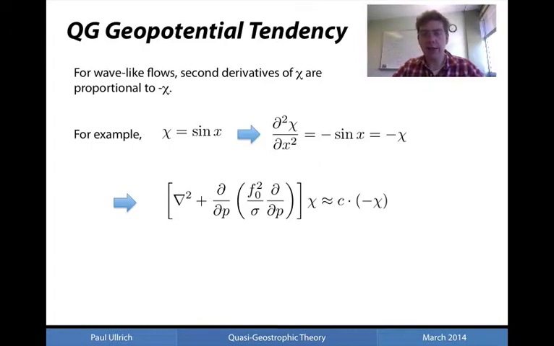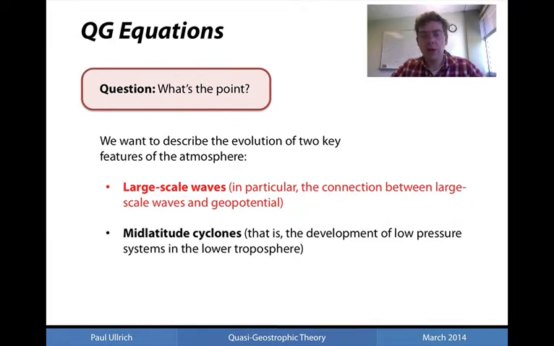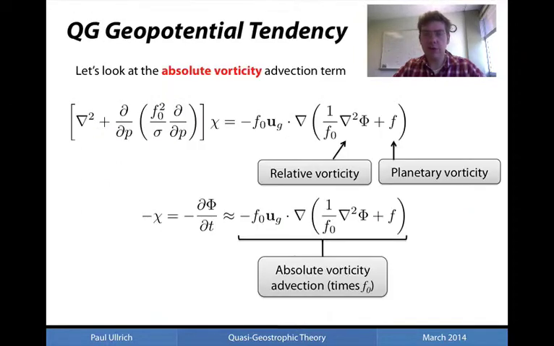So let's look back for a moment and say, okay, what's the point of our looking at the quasi-geostrophic geopotential tendency equation? Recall that we want to perform forecasting, that is, given an initial geopotential field, we want to be able to determine how the geopotential will evolve into the future, and in particular, we're interested in forecasting as applied to two major weather phenomena in the mid-latitudes, large-scale waves and mid-latitudinal cyclones. So let's look at large-scale waves at first.